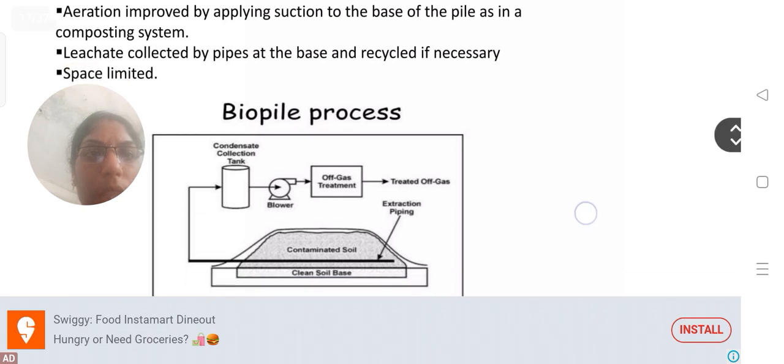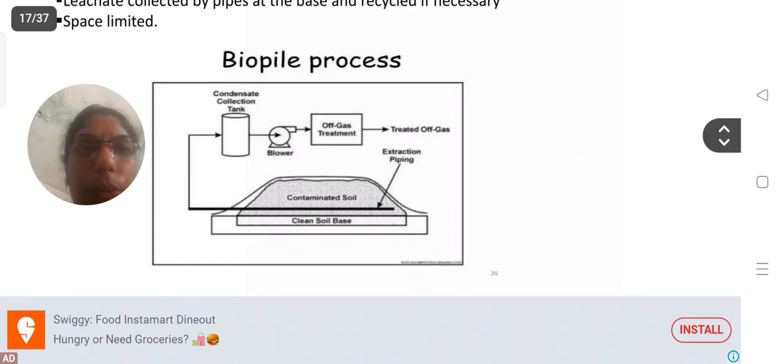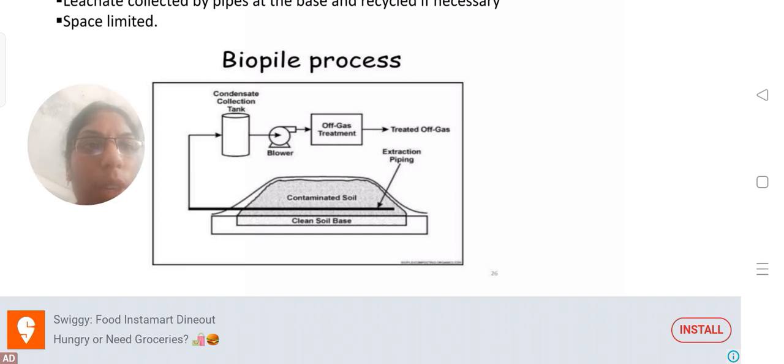So in the biopile process we see the instrument. The first one we have to consider is the clean soil base. Contaminated soil is there. From the contaminated soil, the extraction pipe is connected to the condensation collection tank. After that a blower transfers it to the gas treatment. So next is the treated gas.